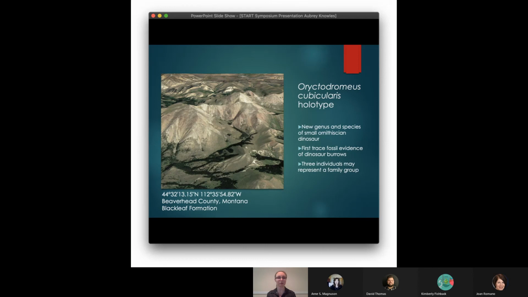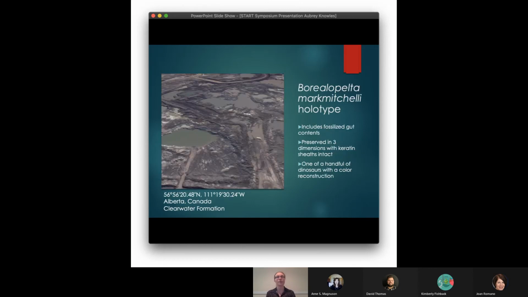So this site has some interesting implications for dinosaur behavior and shows how much you can learn from trace fossils. Sometimes you get more information from those than from skeletons. The second site is the Borealopelta markmitchellii holotype locality. This is in Alberta, Canada. It comes from the Clearwater Formation, which dates to about 110 million years ago.